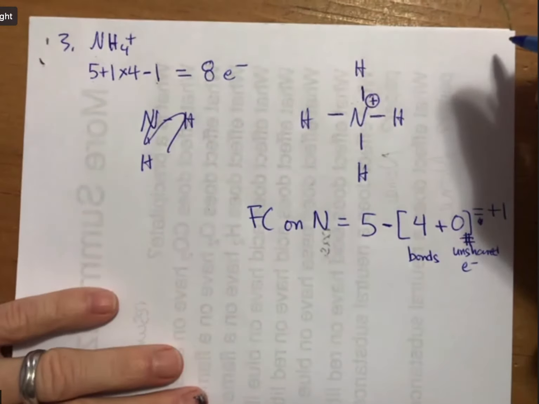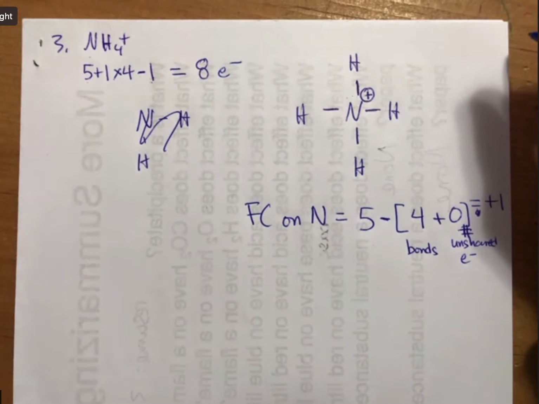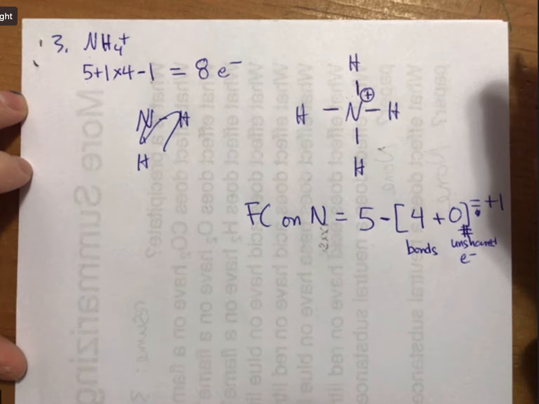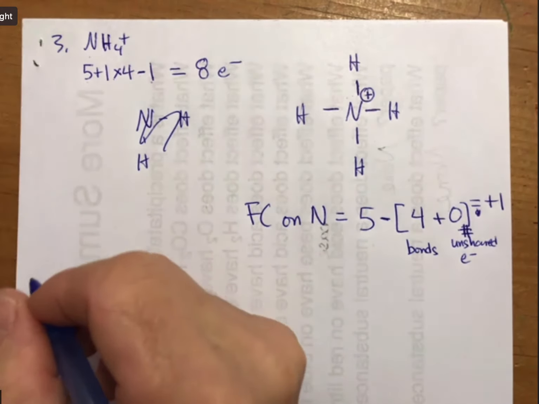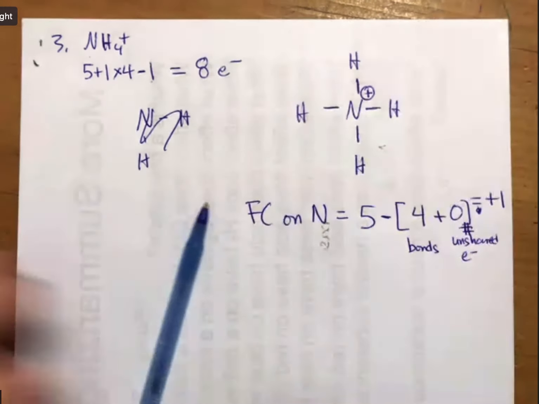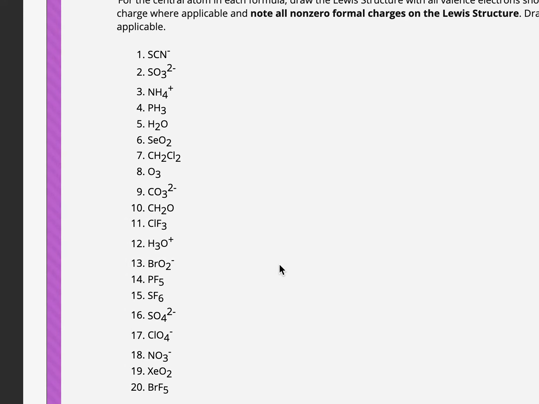And that's the process for determining ammonium's Lewis structure. Well, let's continue. If you're looking at the assignments, it looks like PH3 is going to be next. H2O, both of those are relatively straightforward. Let's get to a more complex one now.